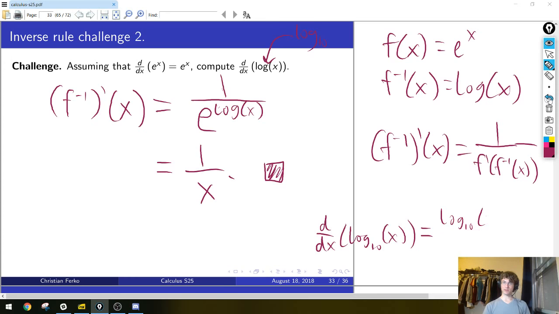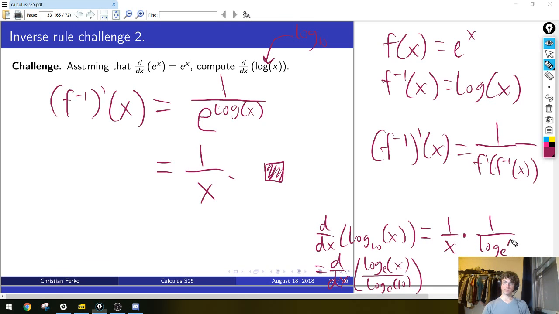Why did I write log x? I meant 1 over x, but then times the change of base thing you would need. This is the same as log base e of x over log base e of 10. Sorry, I don't know why I'm messing this up. Yes. So the log base 10 derivative is 1 over x times 1 over log base e of 10. There we go. Sorry, the other thing was wrong.